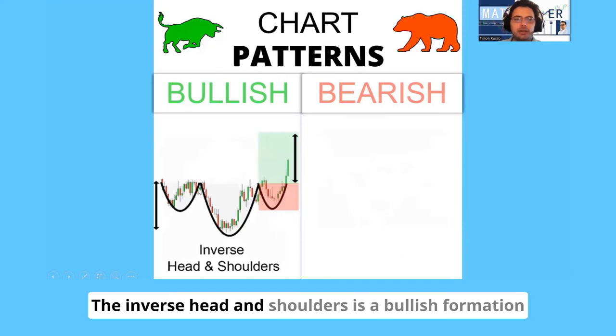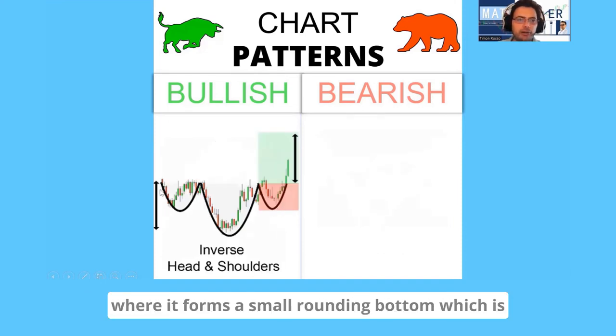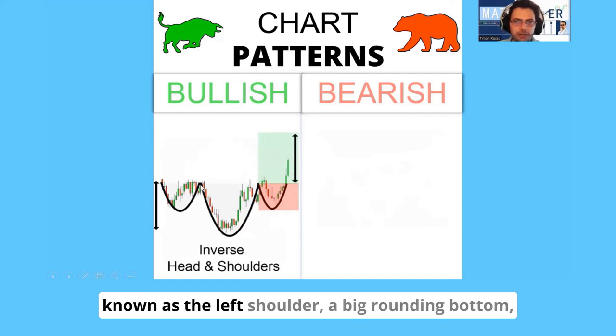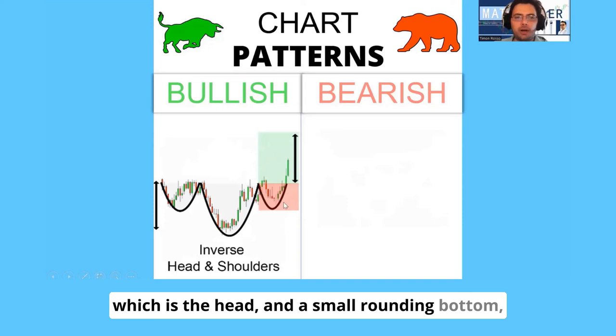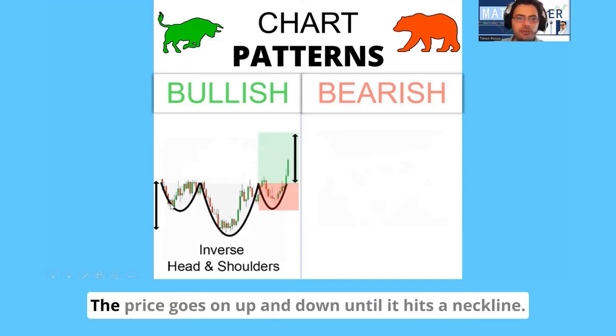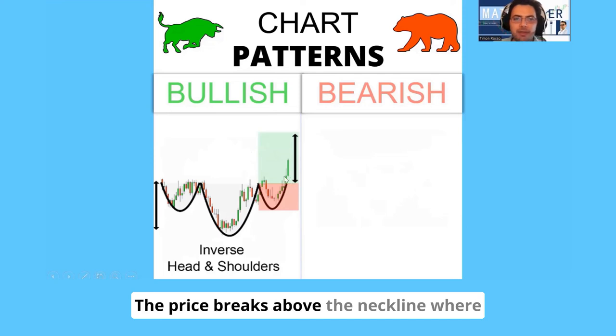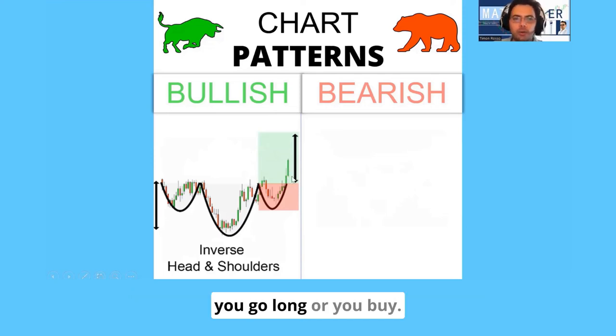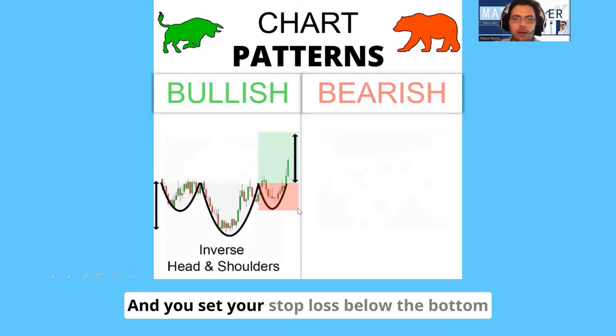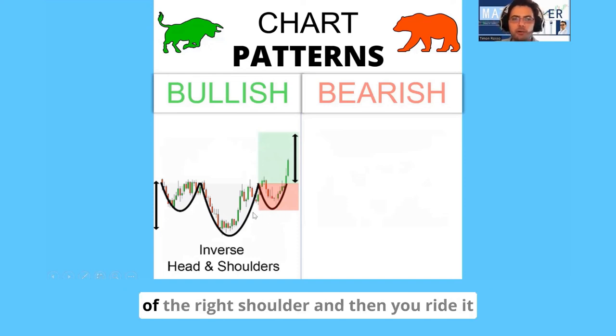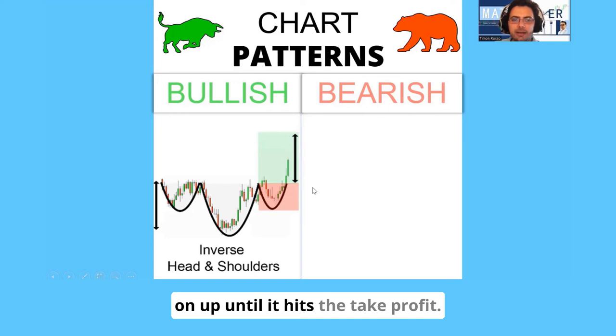The inverse head and shoulders is a bullish formation where it forms a small rounding bottom, which is known as the left shoulder, a big rounding bottom, which is the head, and a small rounding bottom, which is the right shoulder. The price goes up and down until it hits a neckline. The price breaks above the neckline where you go long or you buy, and you set your stop loss below the bottom of the right shoulder. And then you ride it on up until it hits the take profit.